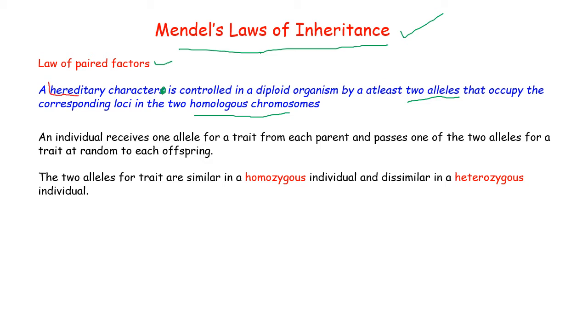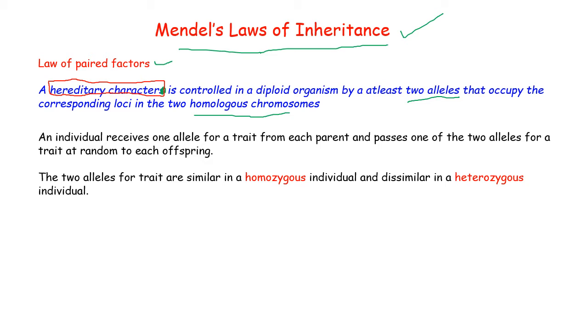First is the hereditary character. What is a hereditary character? A hereditary character is a character which can be transferred from one generation to another, or from parents to offspring, or from one generation to successive generations. For example, the color of your hair, your height, the color of your eyes, the color of your skin, all these can be transferred from one generation to another. As such, they are hereditary characters.